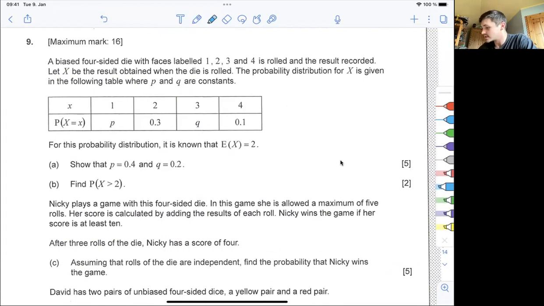All right. So a biased four-sided die with faces labeled 1, 2, 3, and 4 is rolled and the result recorded. Let X be the result obtained when the die is rolled. The probability distribution for X is given in the following table, where P and Q are constants.